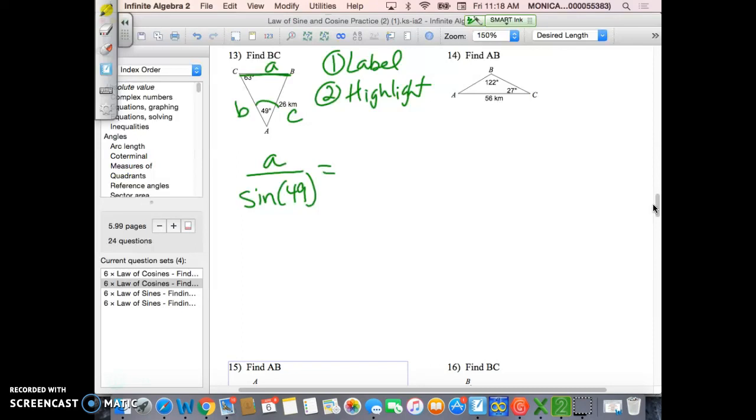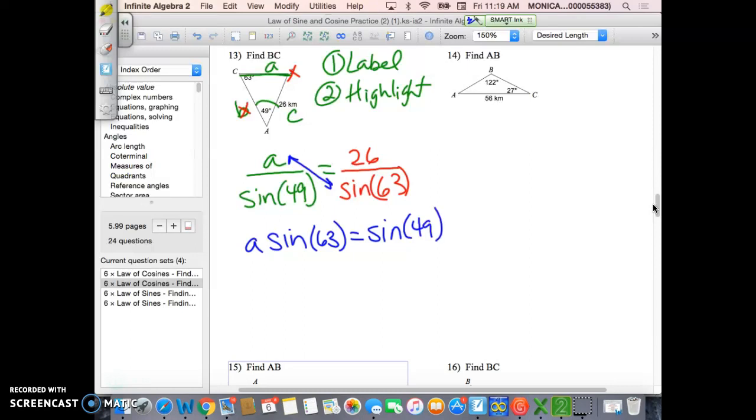And that's going to equal, now I got to look at what other information that I have that is useful. And I see I don't know little b and I don't know big B, but I do know that little c is 26 over the sine of 63. And as you know from previous units, this can be solved by cross multiplication. So this is a times the sine of 63 equals the sine of 49 times 26. So together we will type this in our calculator.